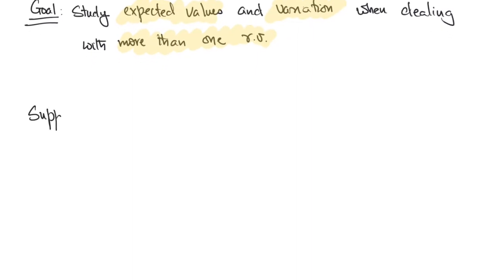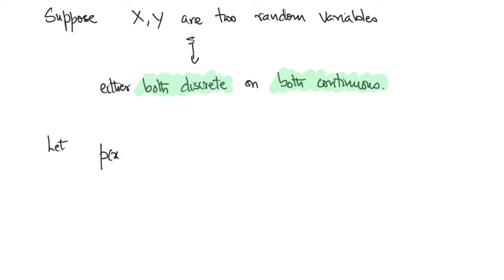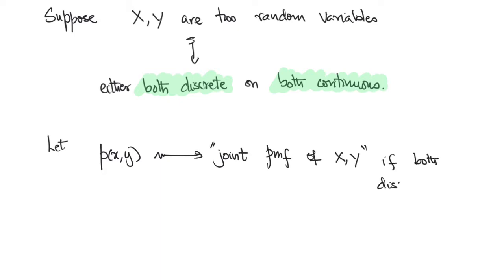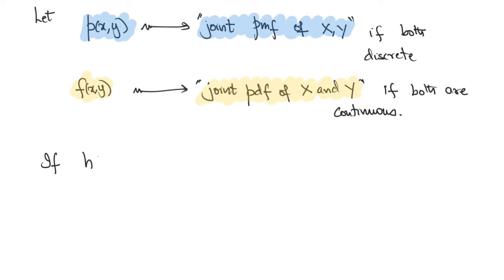Suppose x and y are two random variables. We will assume that either both x and y are discrete or both x and y are continuous. In this setting, let p x comma y be the joint probability mass function for x comma y if both x and y are discrete, and f x comma y be the joint probability density function of x and y if both x and y are continuous random variables.